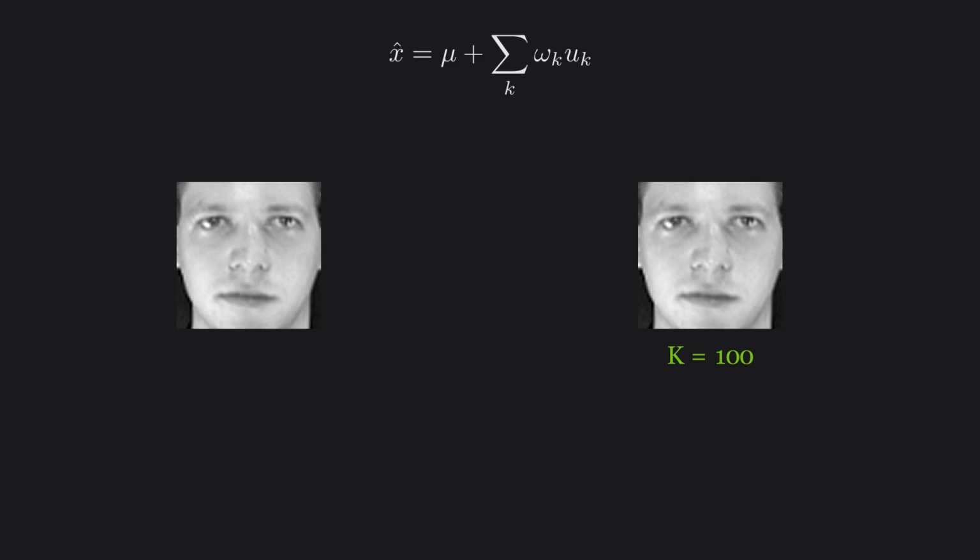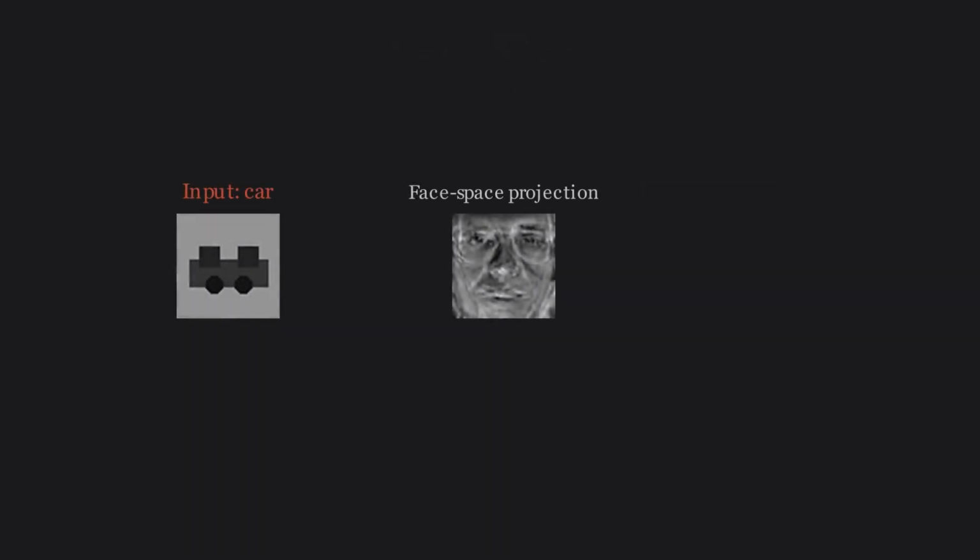With just 5 components, a ghost of a face. The rough shape is there. At 20, recognizable. The major features emerge. At 50, a clear likeness. At 100, fine detail. Creases. Shadows. The specific contours of this person's face.